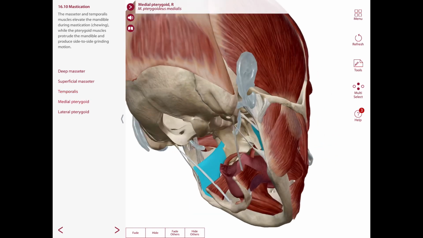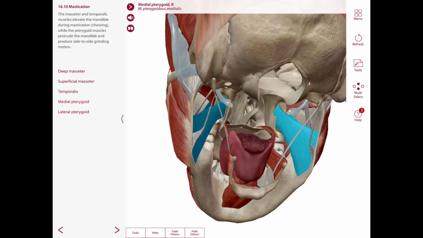For the medial pterygoid, the origin is the medial surface of the lateral pterygoid plate. This is going to be for the deep head. And for the superficial head, it's the body of the maxilla. The insertion is the medial surface of the ramus and the angle of the mandible. Nerve supply is the medial pterygoid nerve. And the main action is the elevation of the mandible and lateral excursion of the mandible to the opposite side of the contracting muscle.